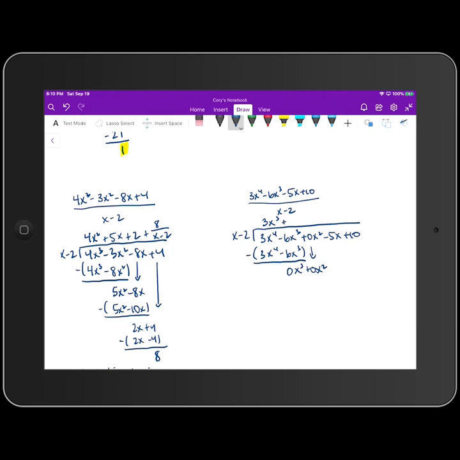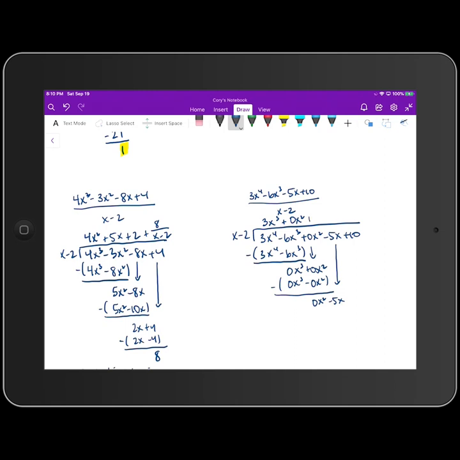And then what times x gives me 0x cubed? Well, it's 0x squared. So when I distribute, we get 0x cubed minus 0x squared. When we subtract, we get 0x squared. We're going to bring down the next term in line, minus 5x.